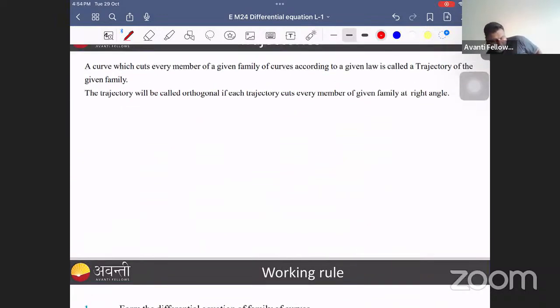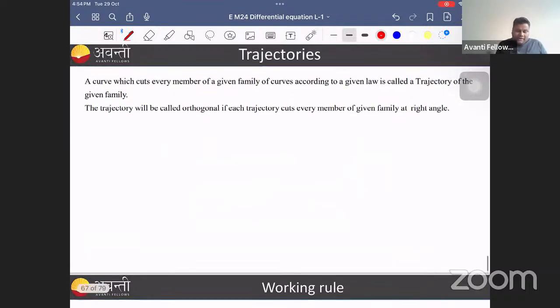Now there comes a topic, trajectories. Trajectories is what? A curve which cuts every member of a family of curves according to a given law is called a trajectory of the given family. Trajectory is simply like a path, a route. So a curve which cuts every member of a given family of curves according to the given law is called trajectory of the given family.